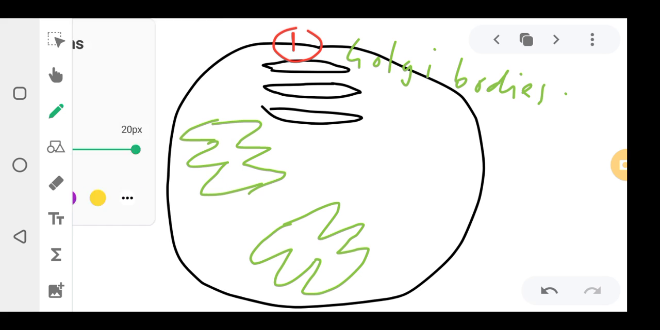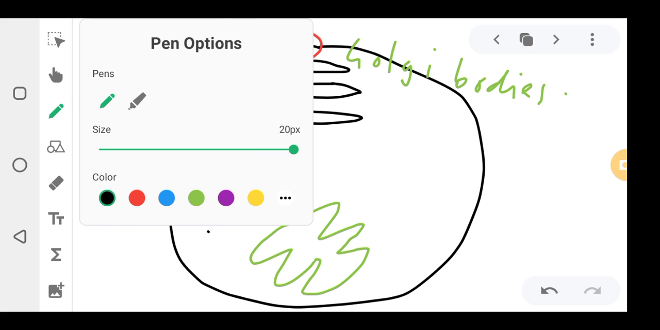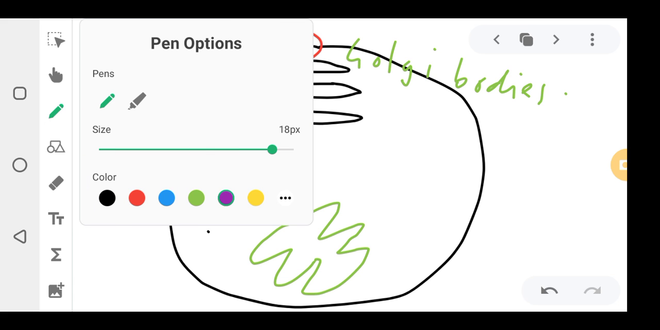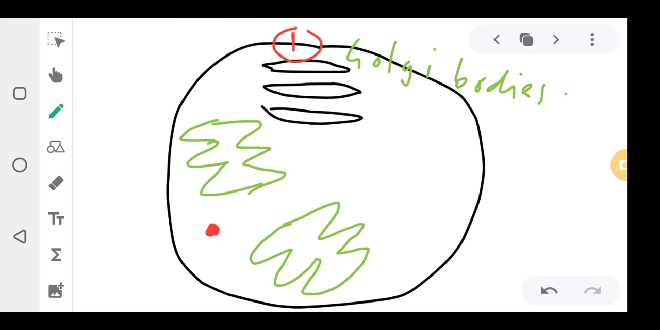Before I even do those ones, there are these ones that look like dots. I'll use black. They look as, okay, I'll use red. These ones look as if they are dots, like that. They're everywhere. What do you call these? These are ribosomes.